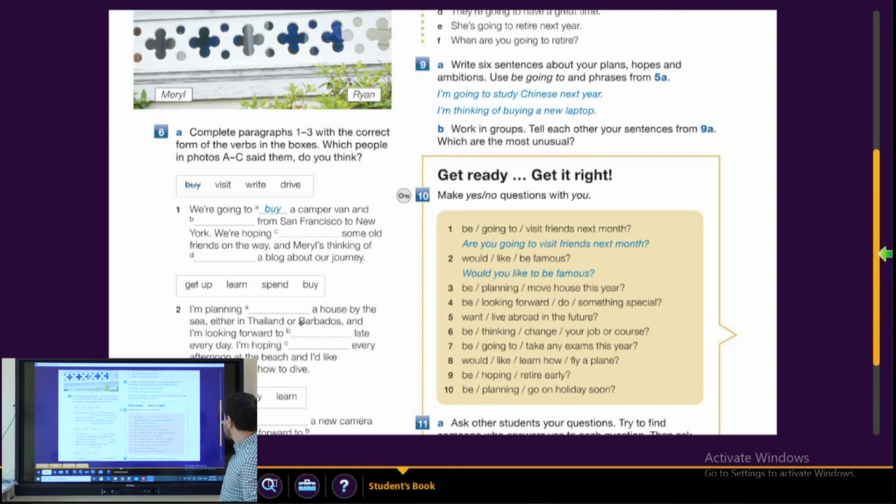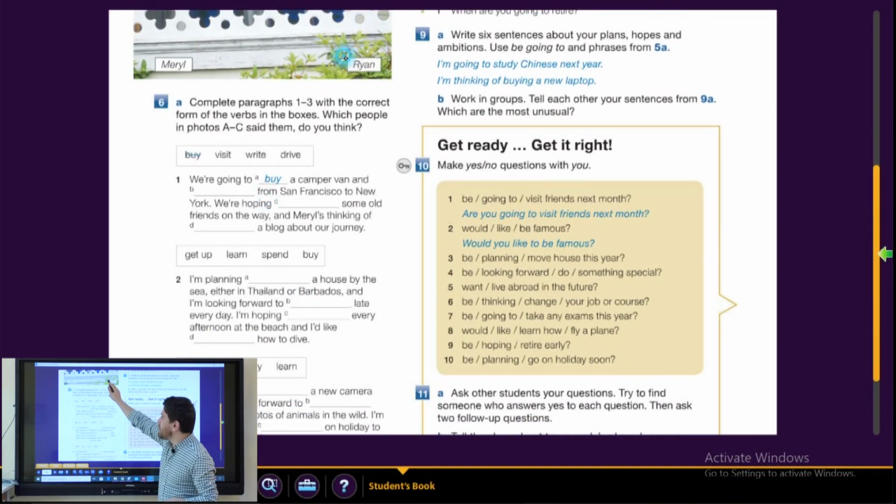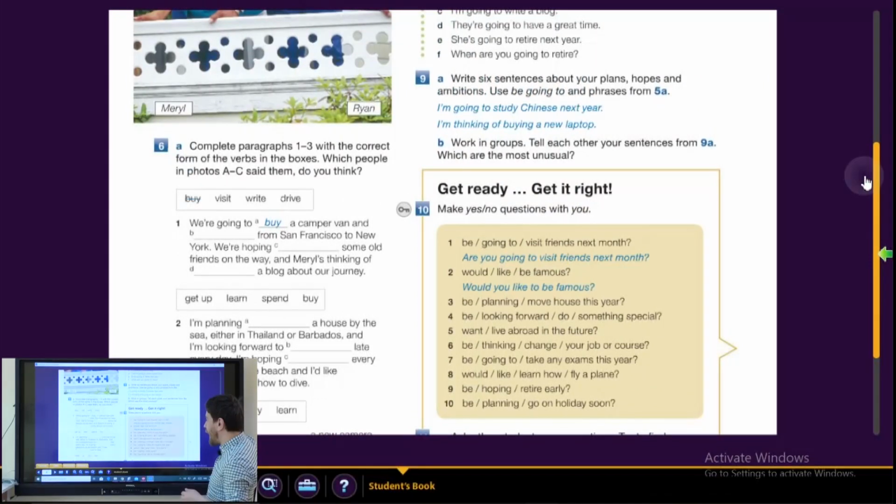Number 2. So as it says, picture C, Meryl and Ryan. I'm planning to buy a house by the sea, either in Thailand or Barbados. And I'm very excited about, what is it? I'm looking forward to getting up late every day. And I'm hoping to spend every afternoon at the beach. And I'd like to learn how to dive. So that is probably picture A.